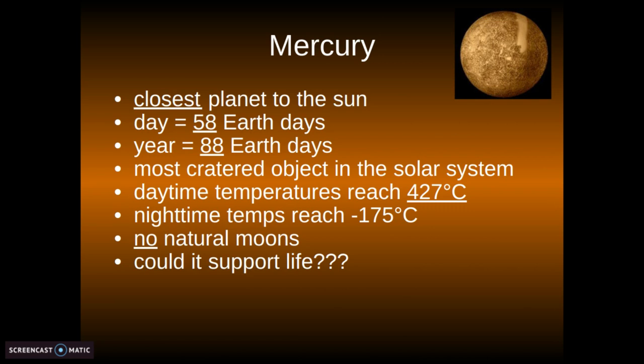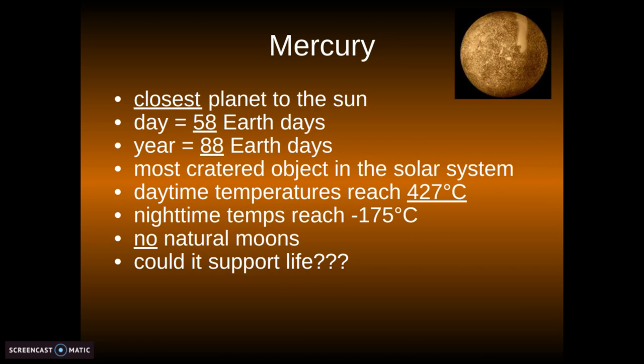So we're going to start with Mercury. Mercury is the closest planet to the sun. One day on Mercury would be 58 Earth days. So the amount of time it takes Mercury to make one full rotation is 58 Earth days. One year on Mercury, how long it takes Mercury to revolve around the sun, is 88 Earth days.